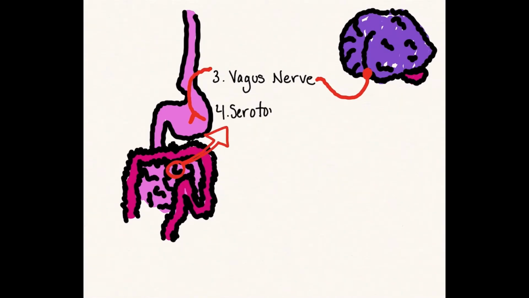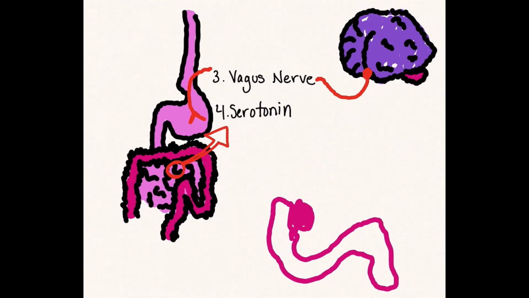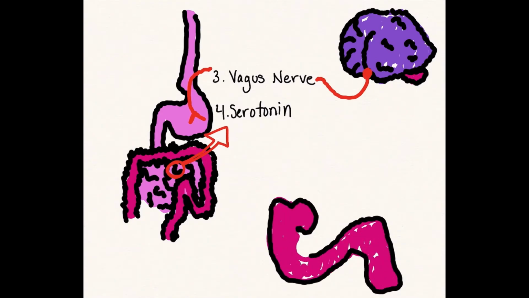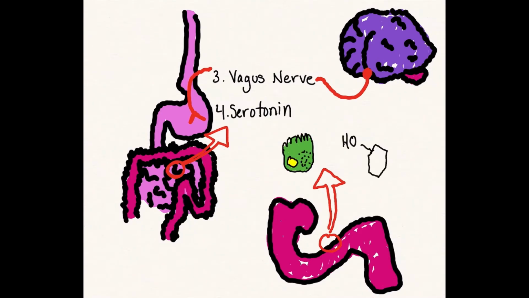Number 4 is serotonin. Serotonin is a neurotransmitter produced and stored by the enterochromaffin cells in the mucosa of the small intestine. Serotonin was found to stimulate phase 3 activity when administered intravenously, but not when administered exogenously in the duodenal lumen. Serotonin increases the frequency and migration velocity of phase 3.